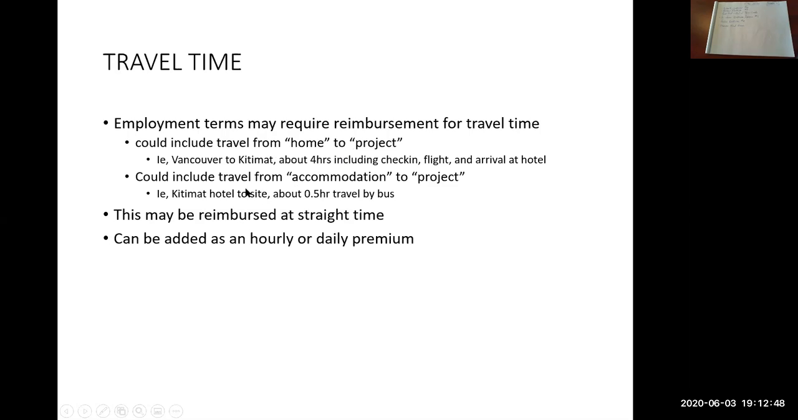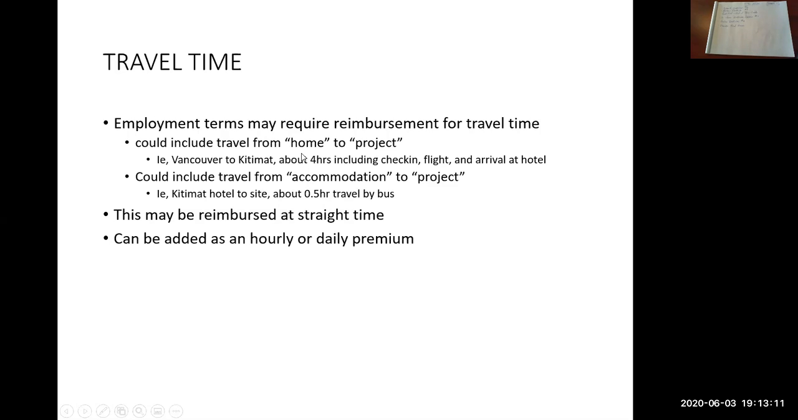The other example here is paying your people travel from their accommodations to the job, which I mentioned previously. So from the Kitimat hotel to the job site, maybe it's a half-hour travel by rented bus or whatever it is. So travel time should also be thought of.